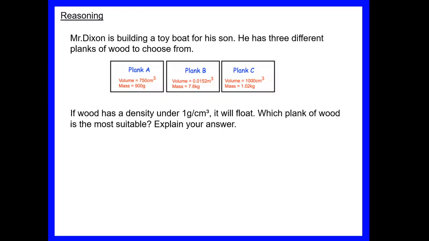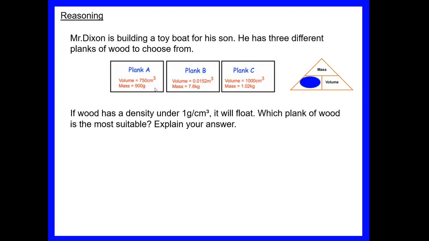All right then, so again, any sort of problem solving, reasoning type task, we need to set it out nice and clearly. So remember, we're trying to find the density. So start off with our triangle. To find the density, we do the mass divided by the volume. So we need to do that for each of the 3 planks. But we need them in consistent units. So we're told here that we want to find out if we're under 1 gram per centimetre cubed, so we need to use grams and centimetres cubed.